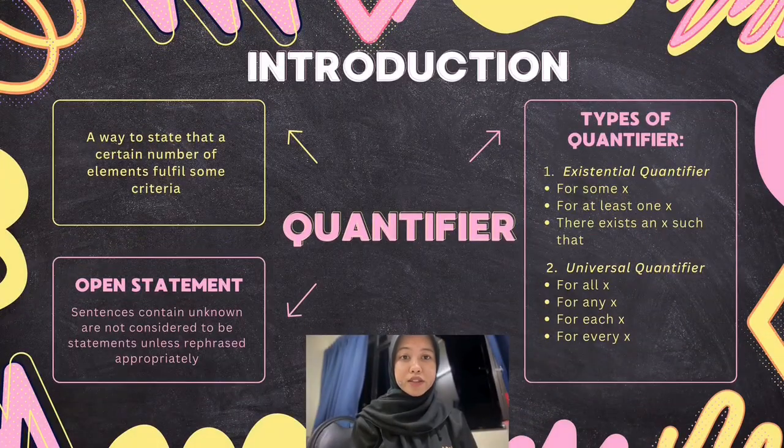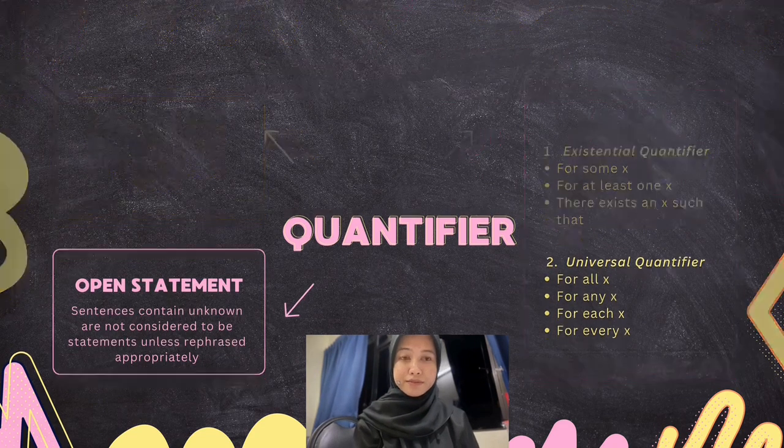A quantifier is a way to state that a certain number of elements fulfill some criteria. An open statement is a condition where a sentence contains unknowns and is not considered a statement unless the unknowns are replaced appropriately. For example, y minus y equal to 8 is an open statement because the value of y is unknown, and as a result we cannot state if it is true or false.